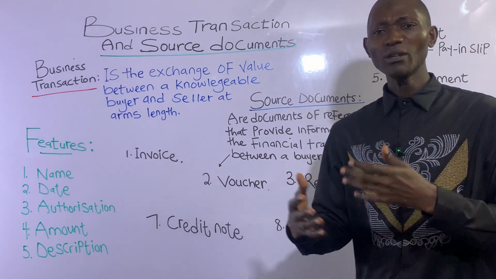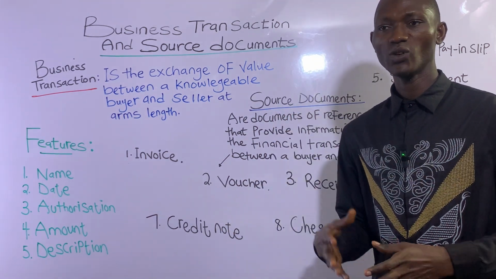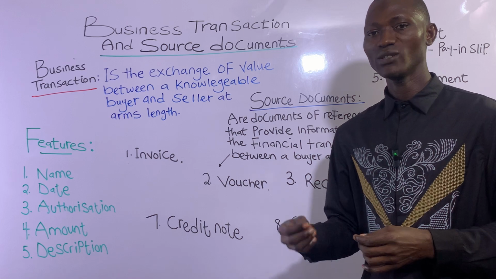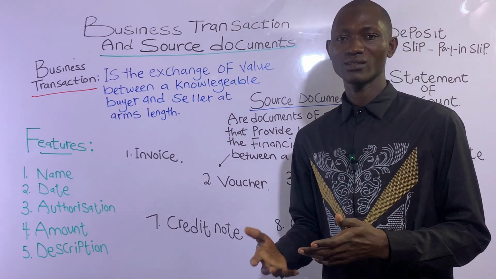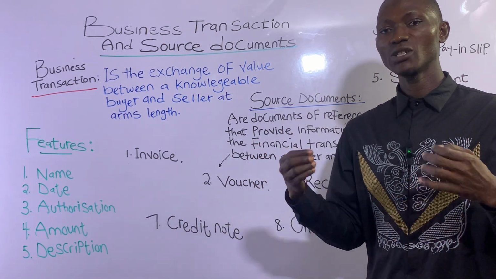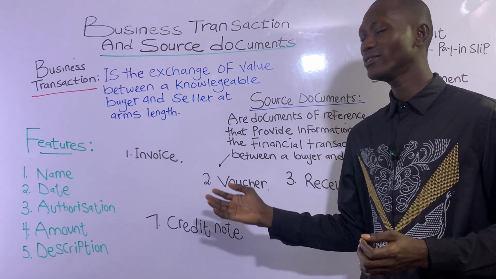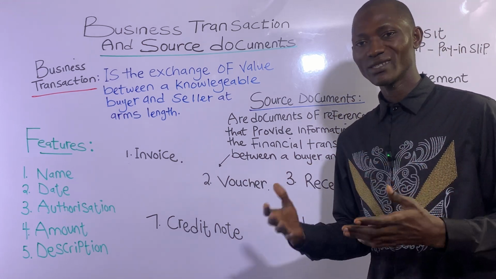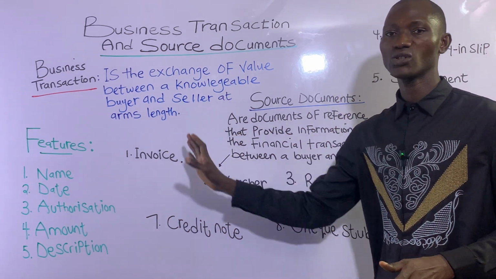So when a business transaction involves an individual and a business organization, we call that a formal business transaction, because in the process of it, a source document, or we call it a paper document, is often generated, which serves as a reference or evidence that a transaction has truly taken place. So a business transaction between individuals and a business organization, or between two business organizations, let's say GT Bank transacting business with First Bank, is also a formal business transaction. So that's with respect to business transaction.